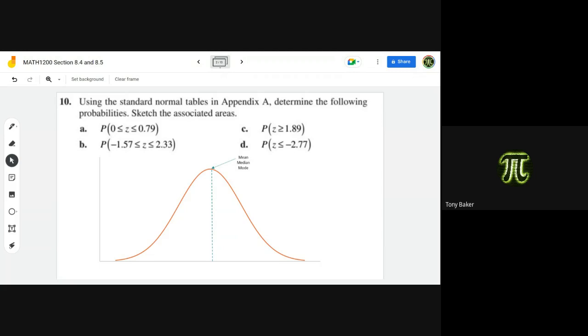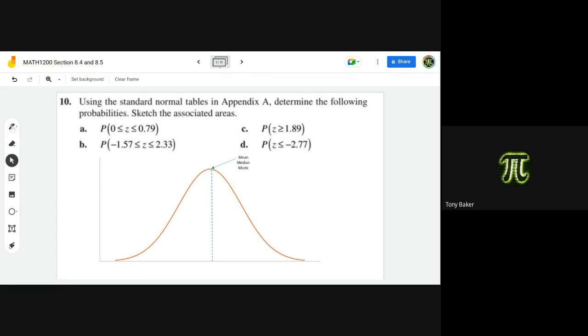So there were really two types of problems in 8-3 that we talked about. One, you were trying to figure out the probability given the z-scores. And one, you were given the probability and you were asked to find the z-scores. So both directions. The first set of problems that we looked at were the ones where you were given the z-scores and we're looking for the probability.